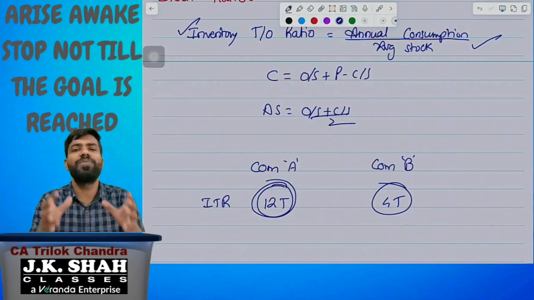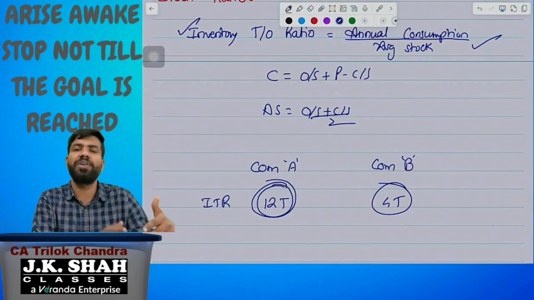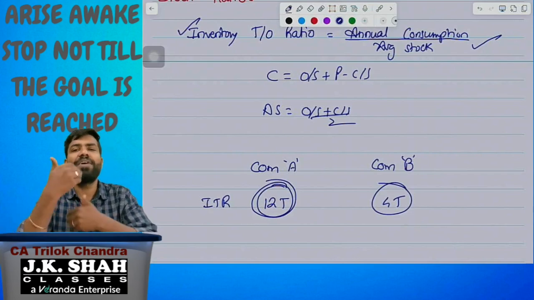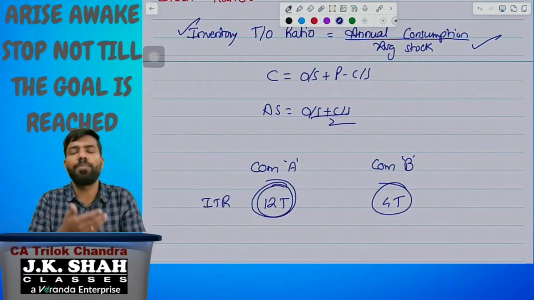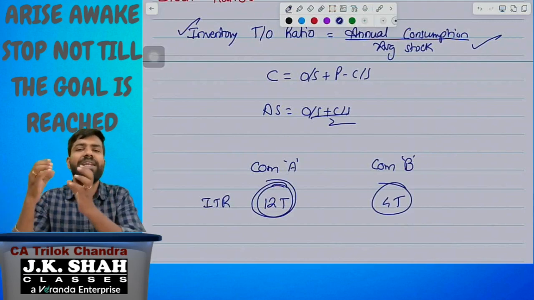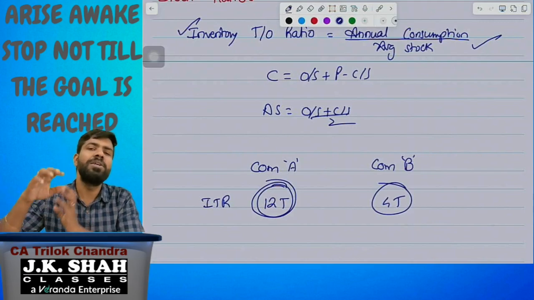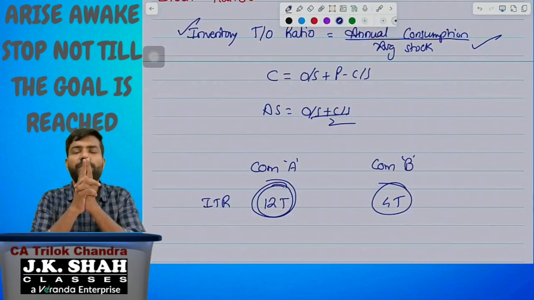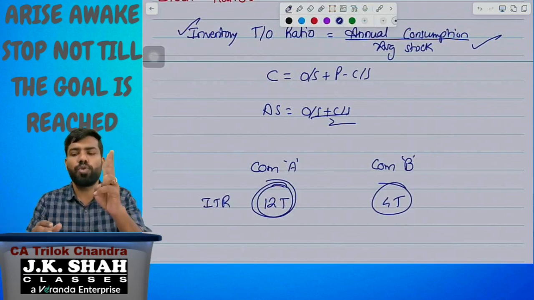Inventory turnover ratios will help to decide which is fast moving and which is slow moving. The one having more number of rotations or more turnover ratio is called fast moving, and the one having less turnover ratio is called slow moving. I hope you all got the clarity on this. Let us do 2 questions based on this.